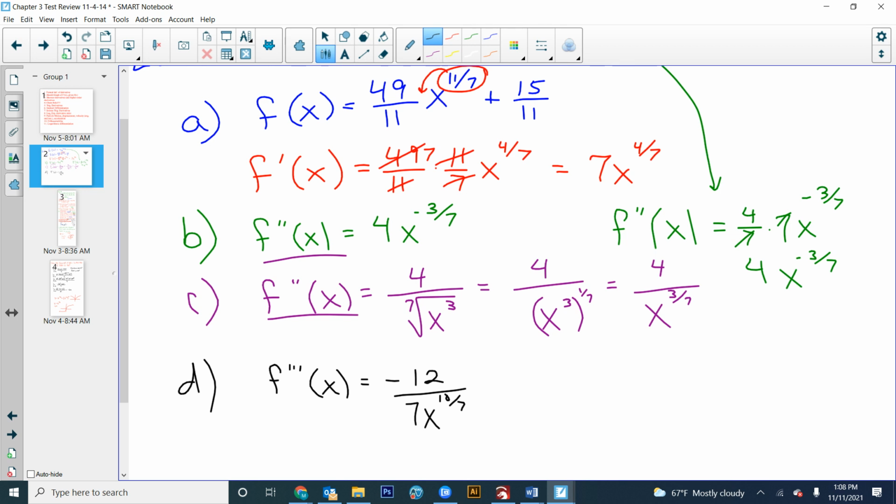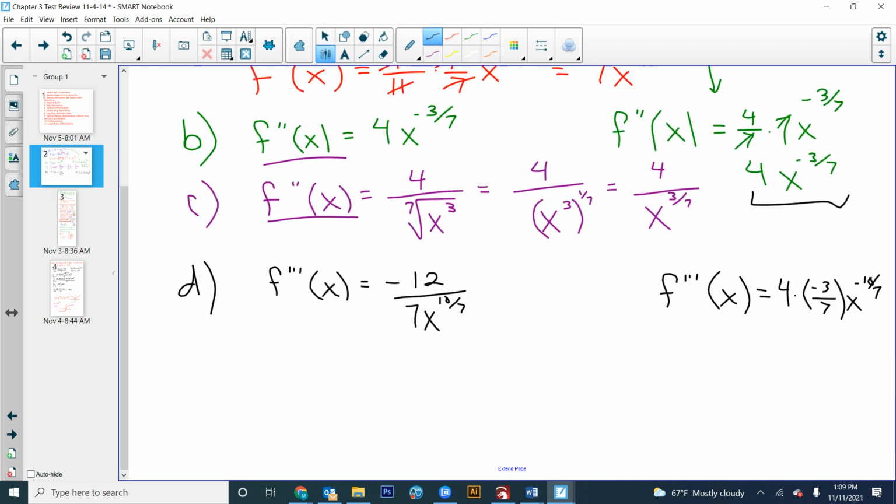Okay, so for that one, I'm taking the second derivative that I knew worked. So I have a choice. I can take this guy in purple, or I can take this guy in green. I'm going to take the derivative of that to get the third derivative. I'd prefer to take the green one because it's a power rule. So for that one, I'm taking f triple prime of x of this guy, power rule, 4 times negative 3 sevenths x to the negative 10 sevenths.